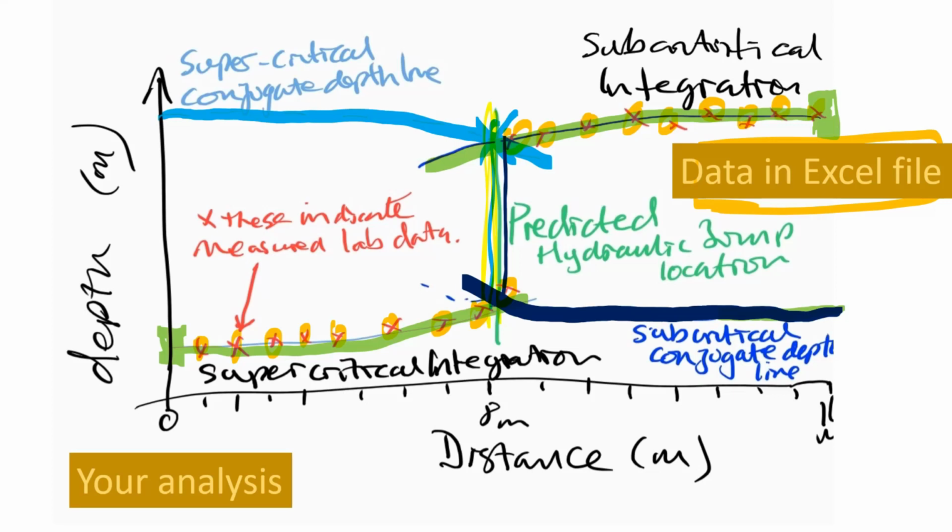Now you can do it twice with the two different conjugate depth lines, and they should be in the same place, but they might not be, and they also might not be in the same place as where you measured in the lab, or where the data says it is in the lab. And you need to think of the reasons why they're not the same, why the lab's not the same. And it might be to do with your accuracy of integration. It might be to do with your interpretation of the data, or the accuracy of the data. Okay, thank you.